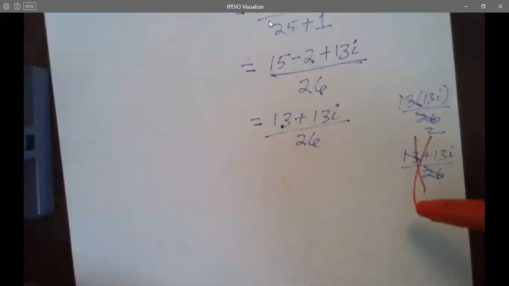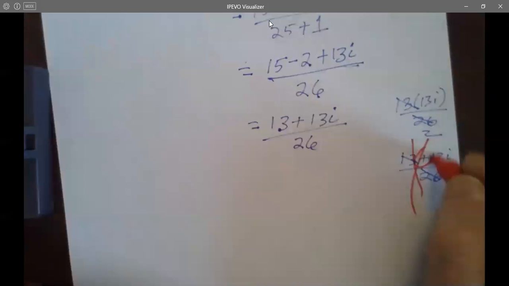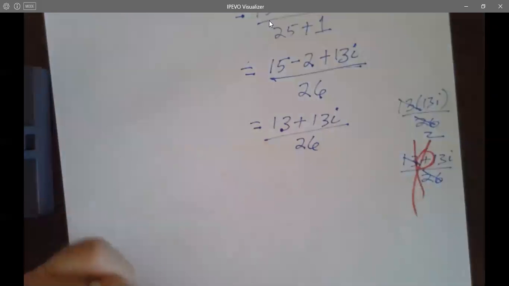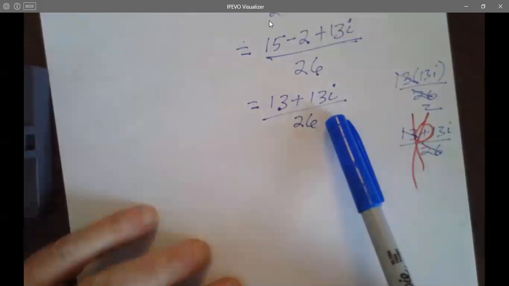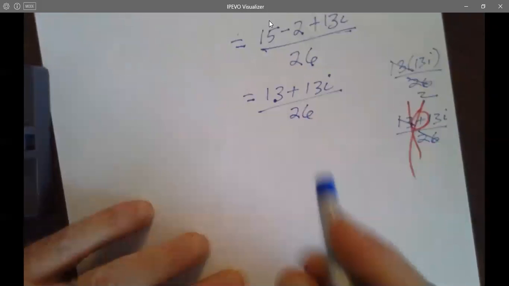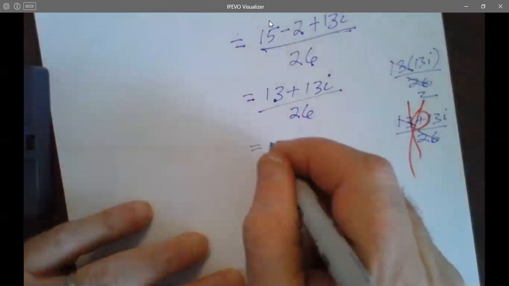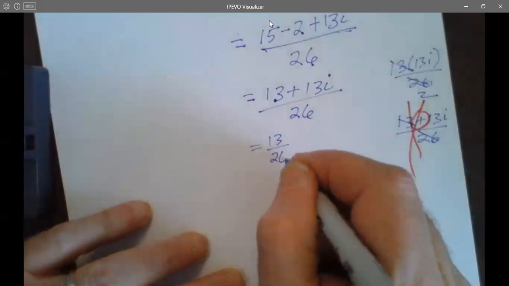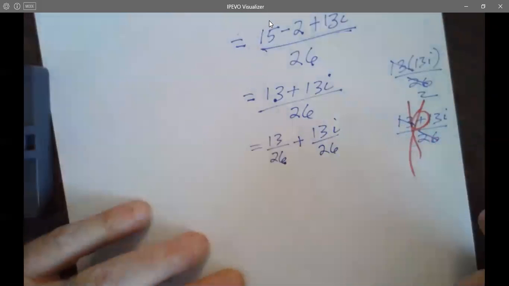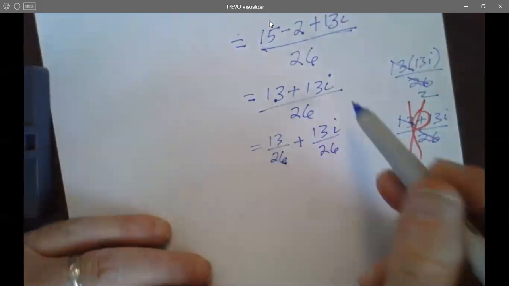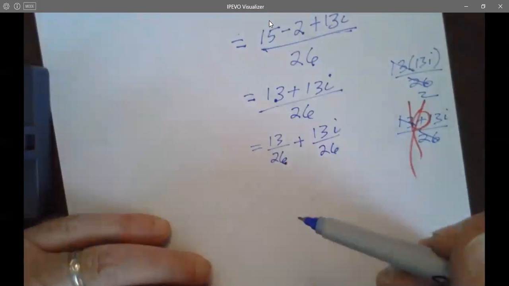There's one little bit of difference. What would that be? You're adding. Yeah, the plus. The plus, that's the only difference. So you can do one. The textbooks like to tell you to factor, but there's an easier way. You can split it. You can say 13 over 26 plus 13i over 26. Now this is division and this is division, and now you can cancel.